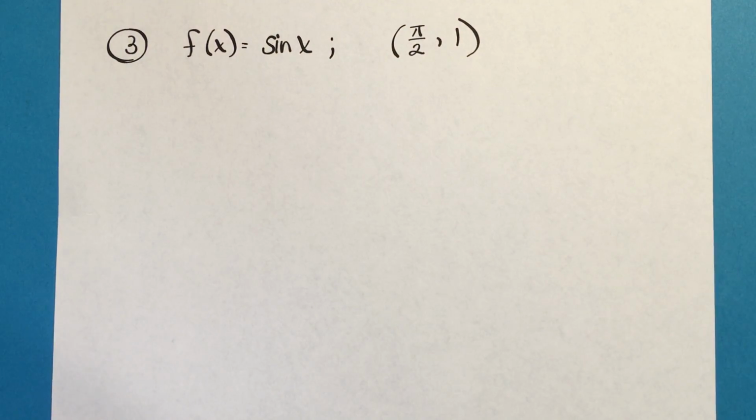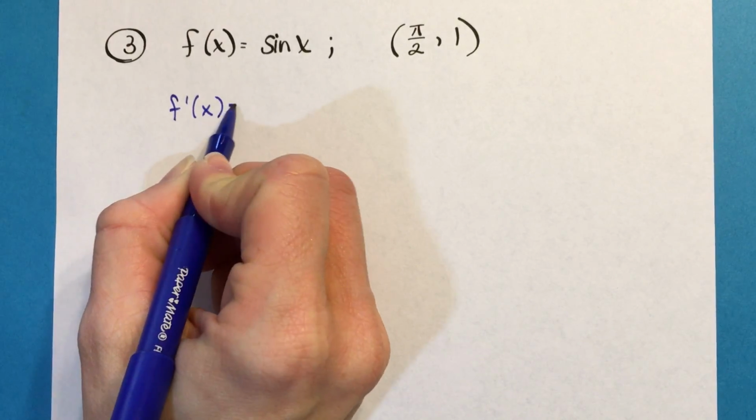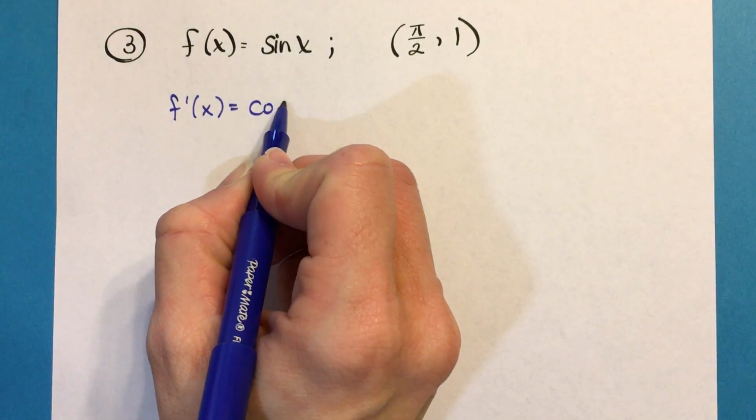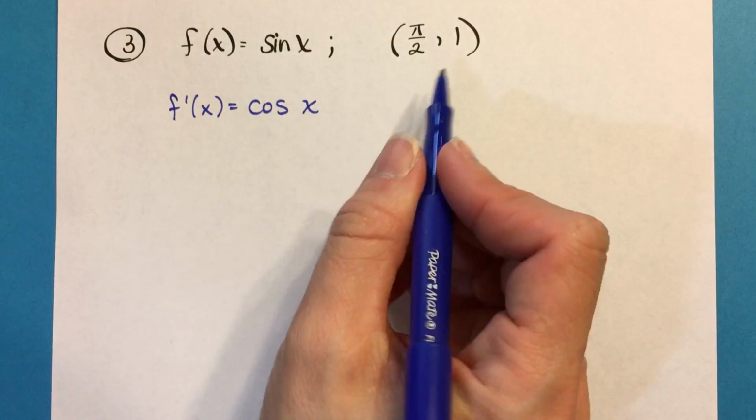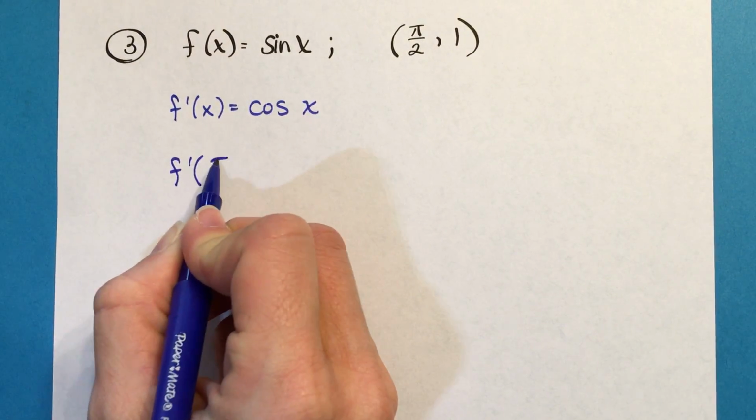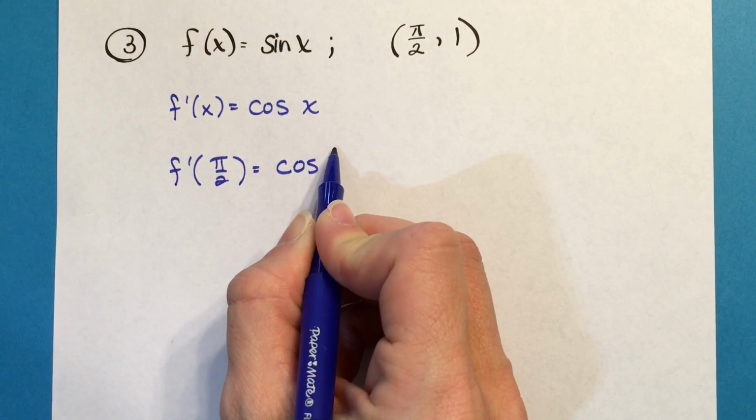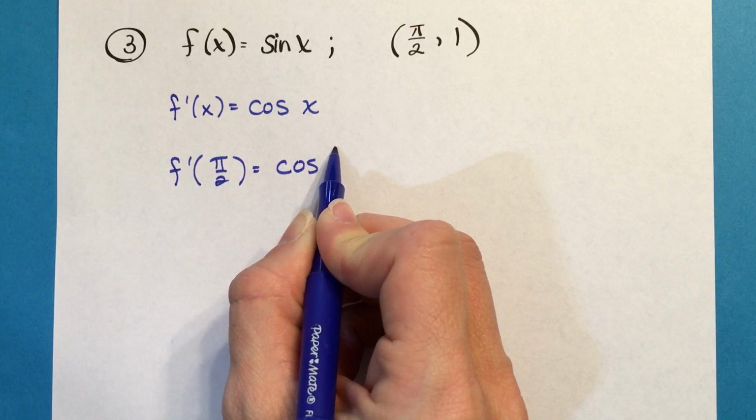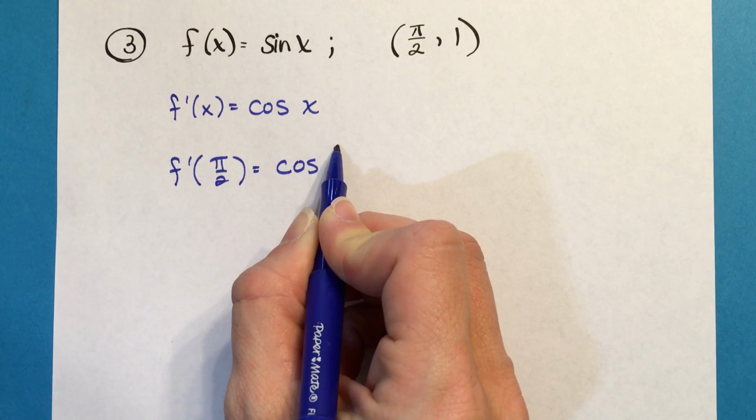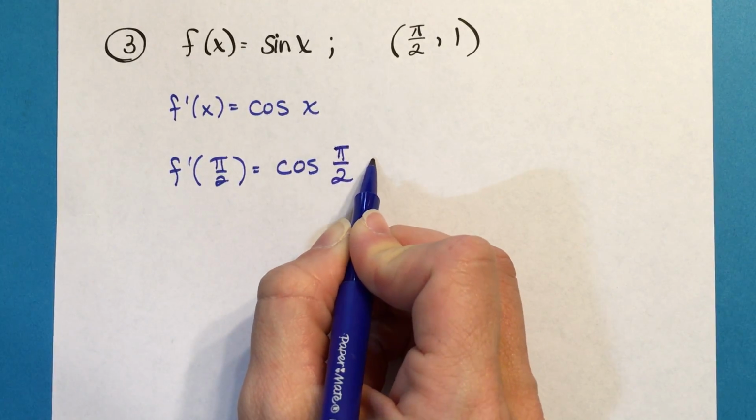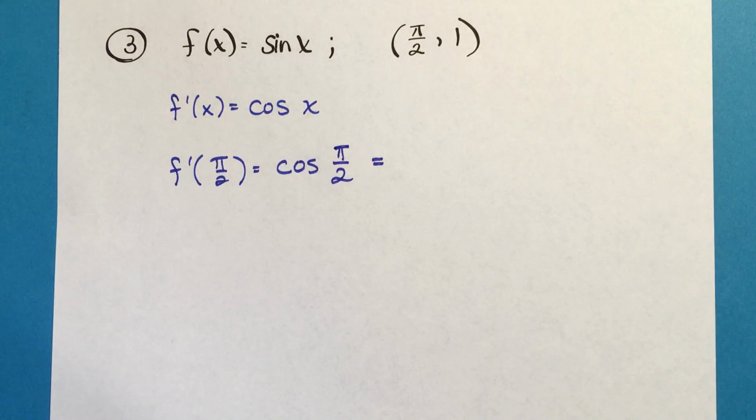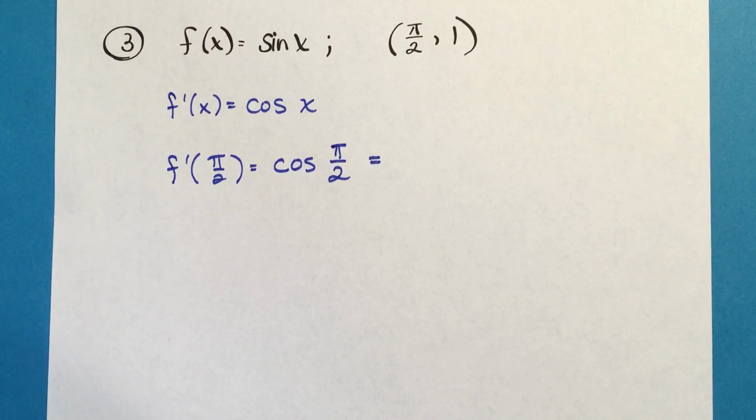Okay, let's see one more example with this definition. All right, so let's start with our derivative. The derivative of sine is going to be cosine. And now I need to evaluate this at pi over 2. If you remember your cosine graph, of course, pi over 2 is the same thing as 90 degrees, but that is where you would have a value of 0.